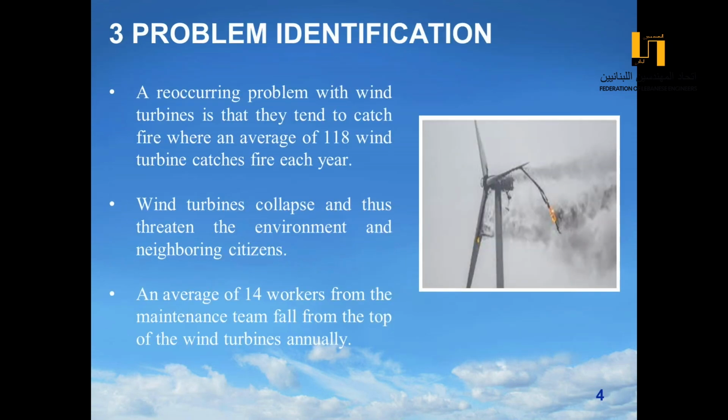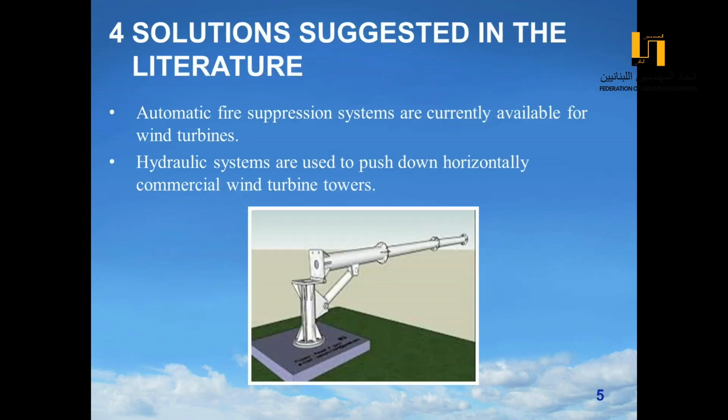Now, let's identify the problems we're facing. First, a recurring problem with wind turbines is that they tend to catch fire, where an average of 118 wind turbines catch fire each year. Another problem is that wind turbines collapse and thus threaten the environment and neighboring citizens. And finally, an average of 14 workers from the maintenance team fall from the top of the wind turbines annually.